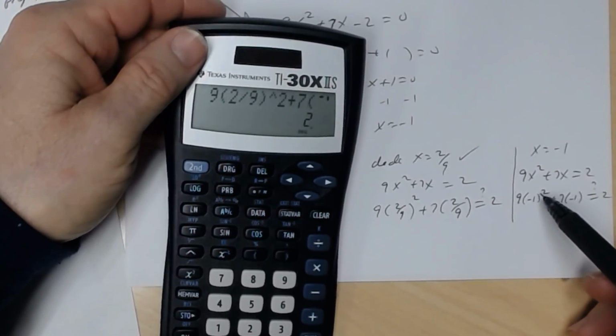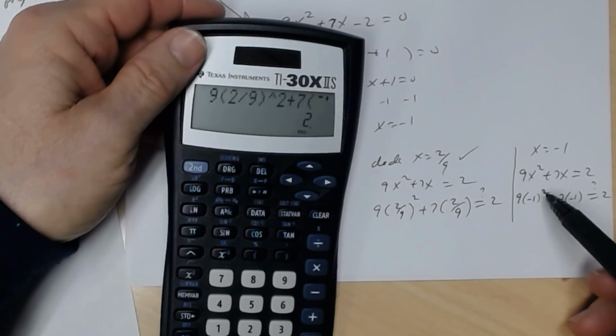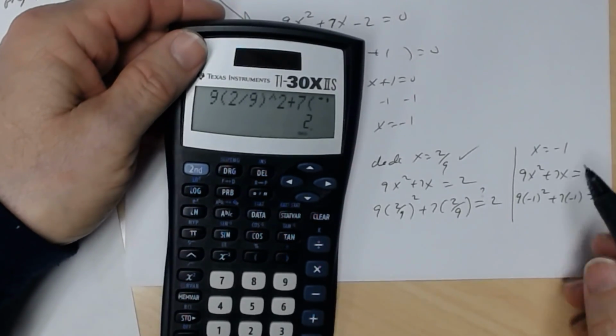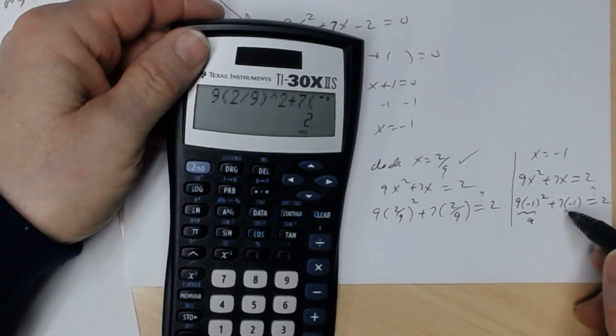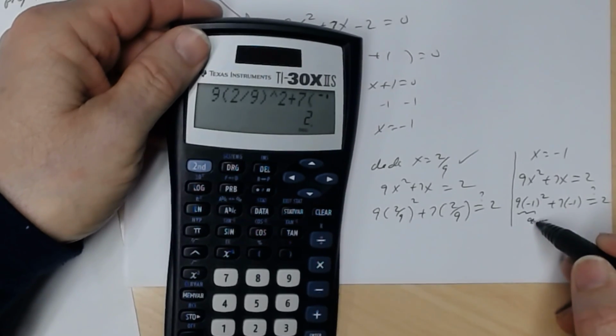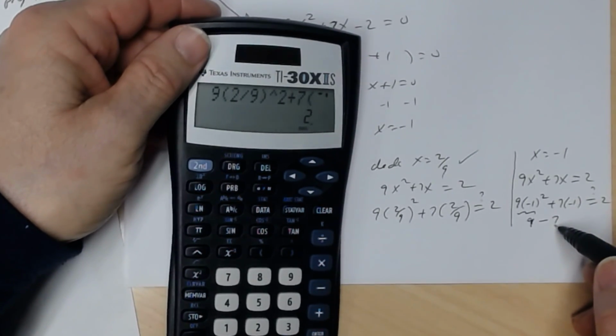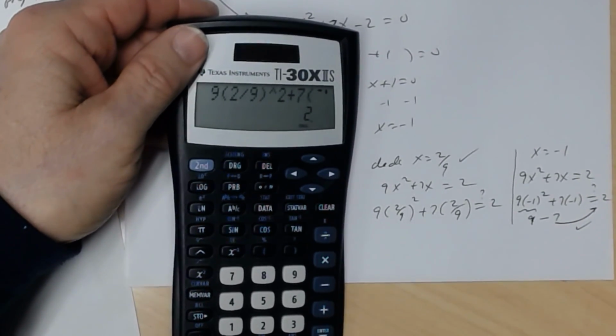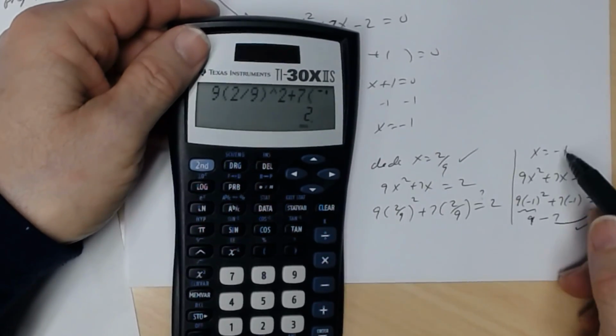Remember, you have to square first before you multiply. So negative 1 times itself is 1. 1 times 9 is 9. 7 times negative 1 is negative 7, so you get 9 minus 7. And the question is, is 9 minus 7 equal to 2? The answer is yes. So those are your two solutions.